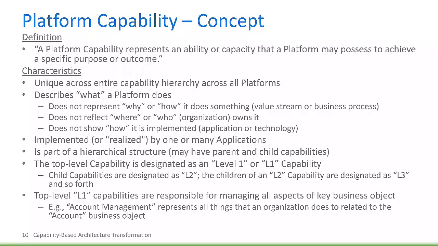We expect that these capability models are going to be hierarchical, so that there are going to be parent and child capabilities. The top level capability we typically call a level 1, or abbreviated as an L1 capability, where its child capabilities are designated as L2s, and the children of the level 2 capabilities are designated as L3, and so on and so forth.